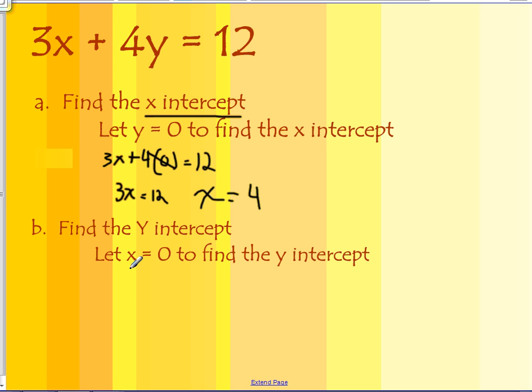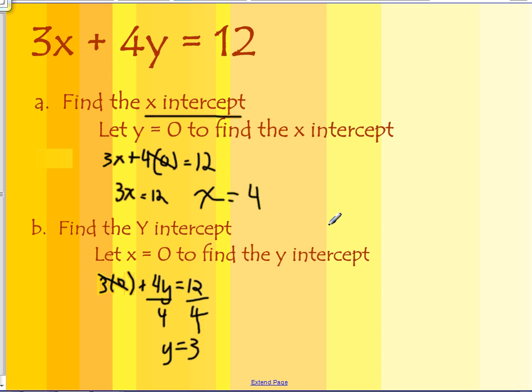Now to find my y-intercept, I'm going to do the exact same process, only I'm going to let x equal 0. So I'm going to have 3 times 0 plus 4y equals 12. I know that 3 times 0 is 0, so I'm just going to get rid of that. Divide both sides by 4, because I have 4y equals 12 left. So y is going to equal 12 divided by 4, which is 3.